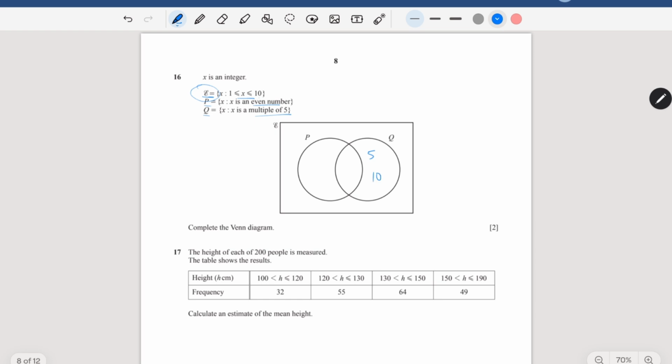When it comes to P, an even number is something that can be divided by 2. So 2, 4, 6, 8. 10 is an even number as well and it's also a multiple of 5, so 10 should be at the center. Outside P and Q should be the numbers that are not even and not a multiple of 5, which are 1, 3, 7, 9. Done. Just by doing this you get your 2 marks.